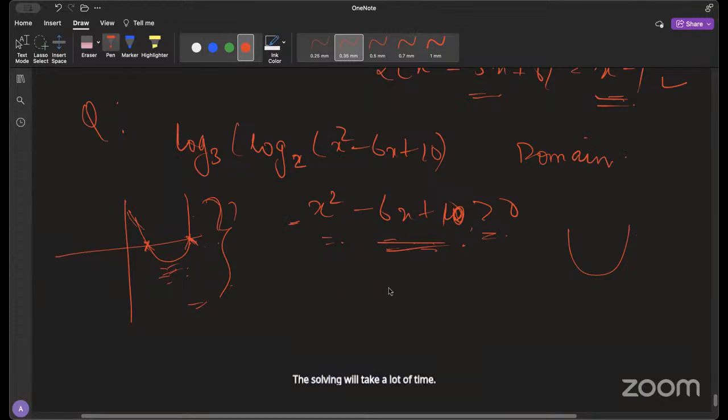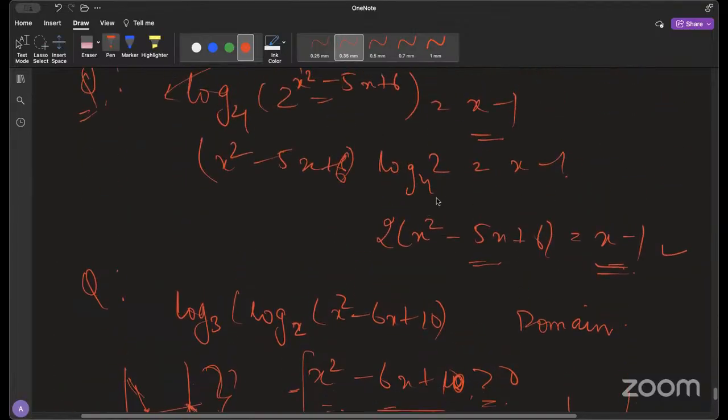Ma'am, in the above question, how did log 2 base 4 become 2? This one? Yes, ma'am. Okay, it's half actually.